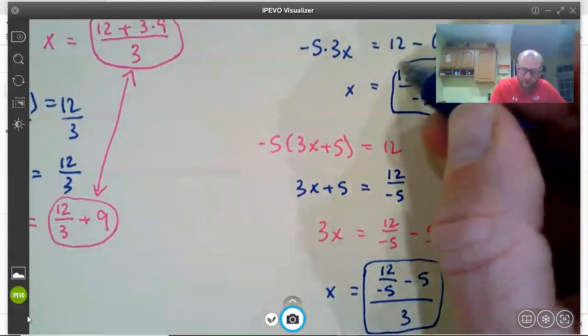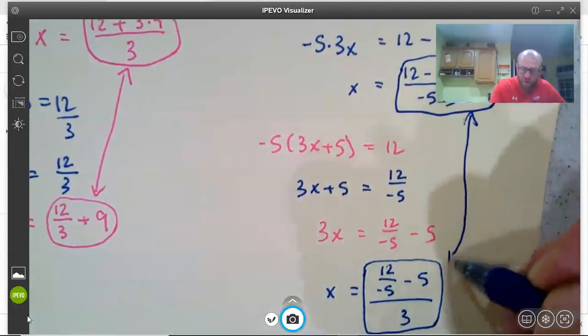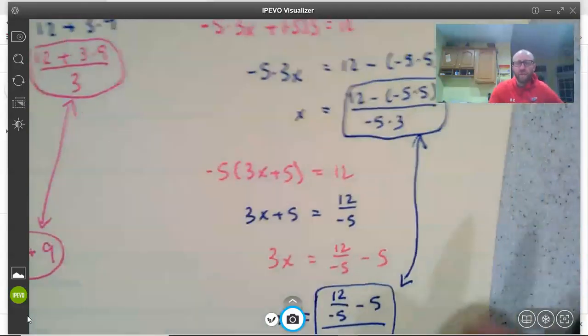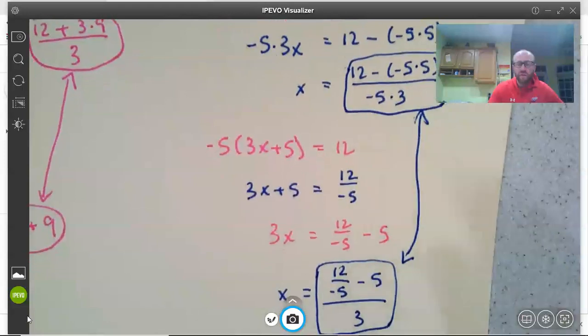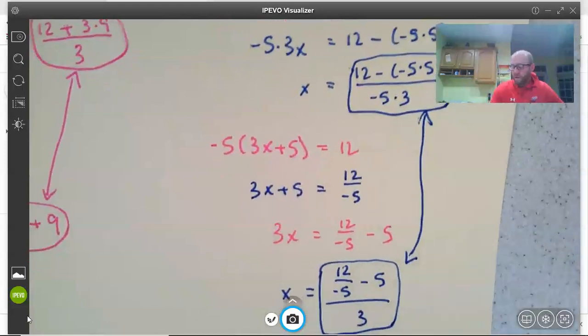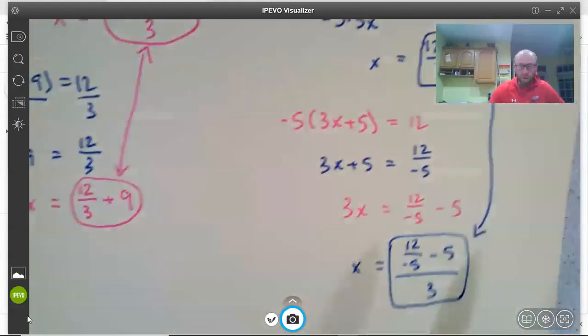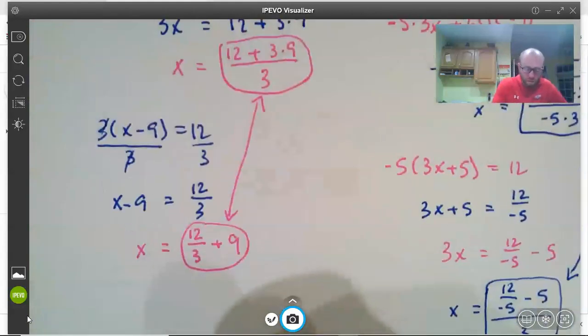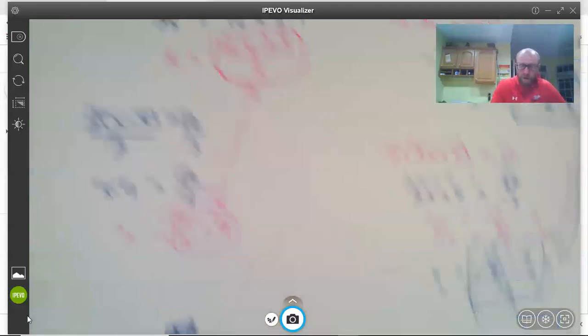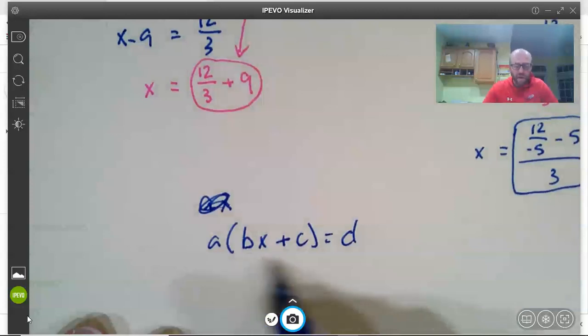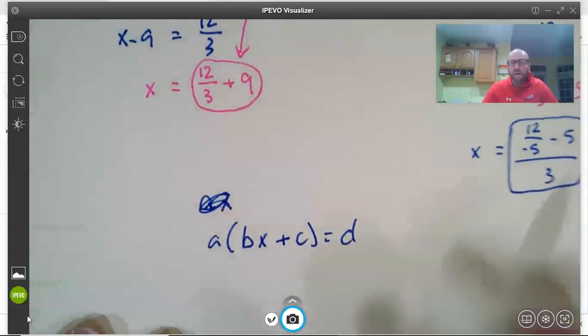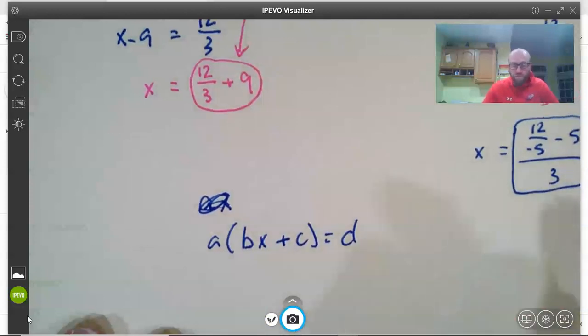So you can see here, I have two different expressions, but they'll work out to the same value in the end, the same answer. There's two different ways of getting there. So this leaves you with a problem like a times bx plus c equals d, like this. A times bx plus c equals d. And how are you going to go about solving that?